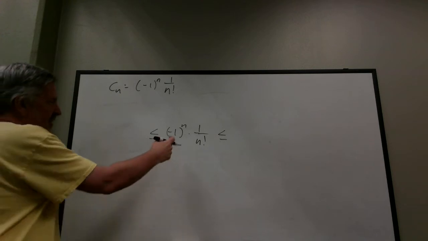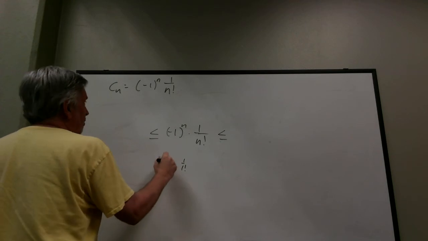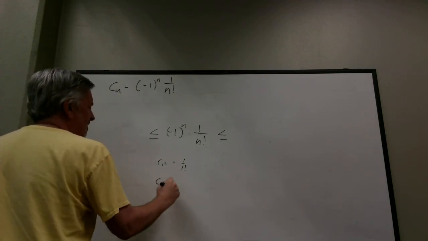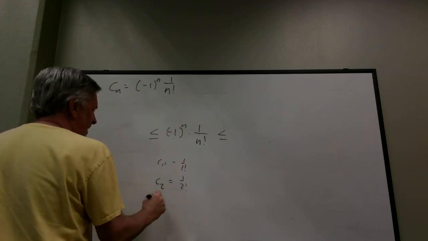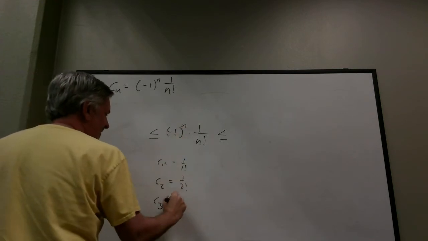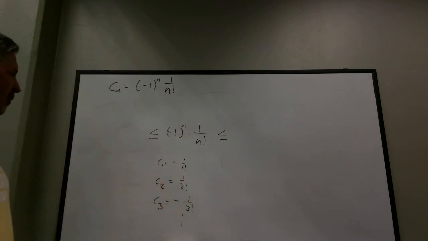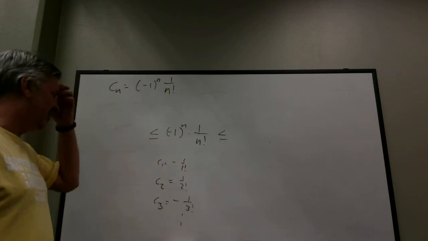Well, let's list a few terms. When n is 1, you get -1 over 1 factorial. That's C1. And what's C2? (-1)^2 is +1, so 1 over 2 factorial. And then C3, we're back to a negative, that's -1 over 3 factorial. So you see the pattern. It alternates. This is an alternating sequence. You get a minus, a plus, a minus, a plus, right?